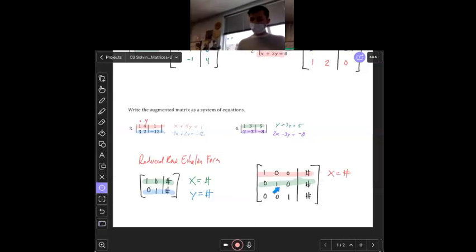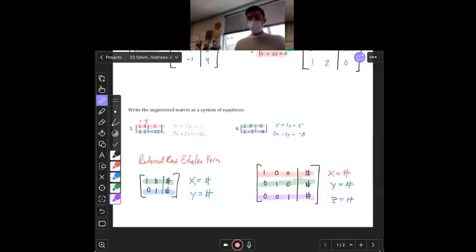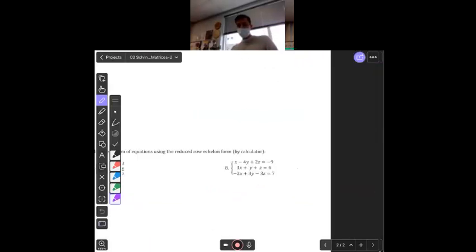No x's, one y, and then no z's, so I have one y equals some number. And then the last row would say, no x's, no y's, but one z equals some number. So if we can get a bigger matrix into that form, then we would know the value of each variable there. So that's reduced row echelon form for a three-variable, three-equation system, which would look like that.